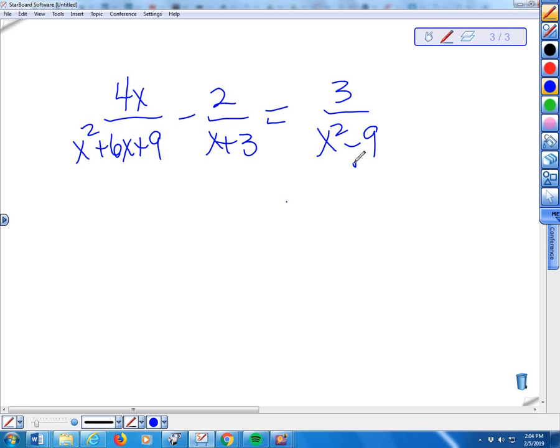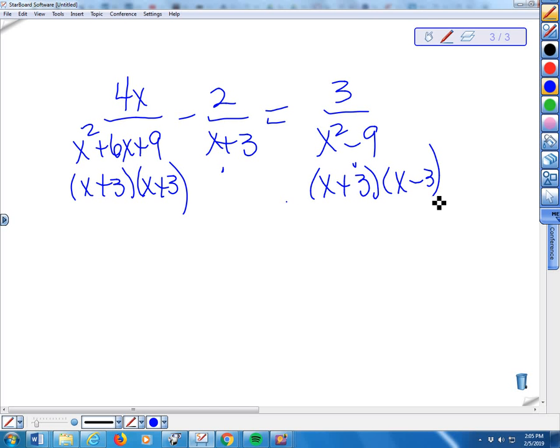Okay, the only caveat there is if we happen to get an answer such as -3, that won't work because -3 will make this function undefined. So we have to check them at the end against what we started with. But the idea is to get a common denominator first. So it helps sometimes to go ahead and factor. And then this factors to x plus 3, x minus 3.